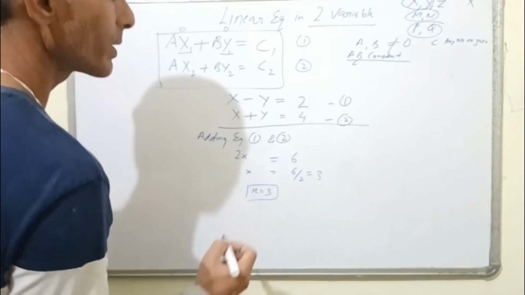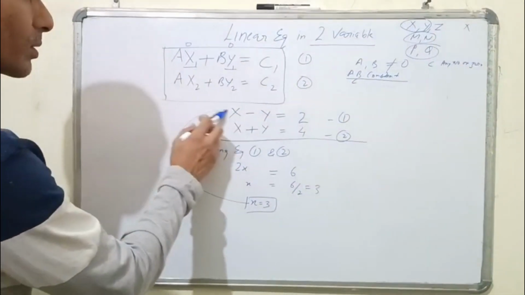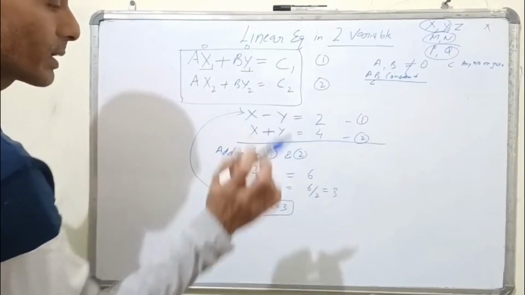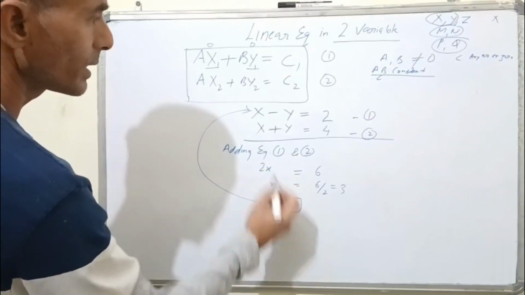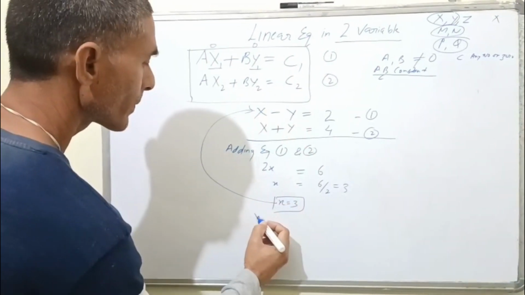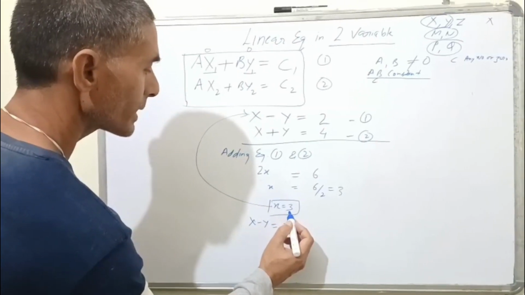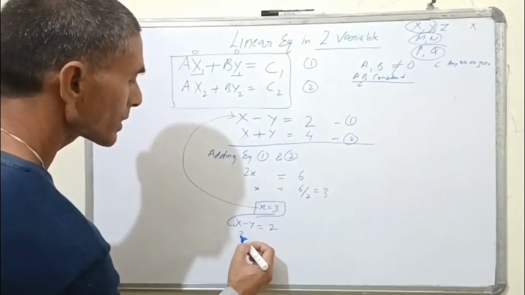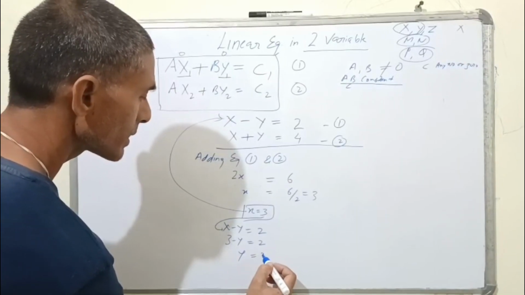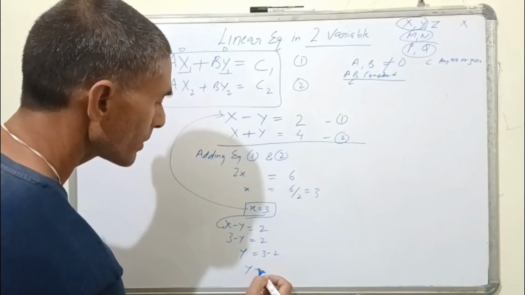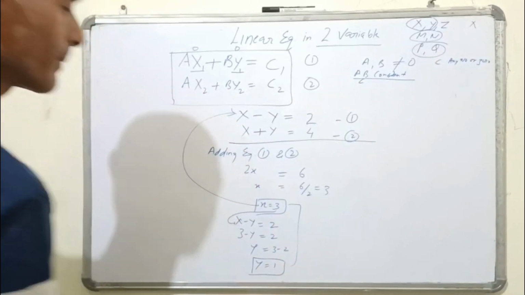Now since we have found the value of x is equal to 3, you can put this value in any of these two equations, here or here, anywhere you put, you will get the value of y. Let's put it in the first equation only. x minus y is equal to 2. In place of x, we will place 3. So 3 minus y is equal to 2. So y will become 3 minus 2, so y will become 1. That is your answer. So x and y are the answer.